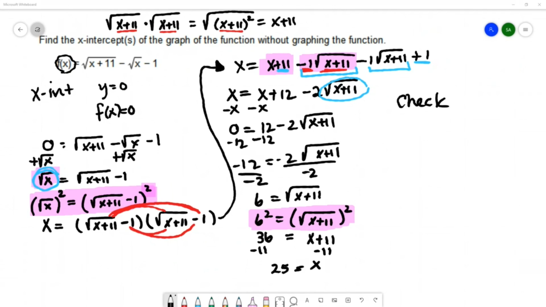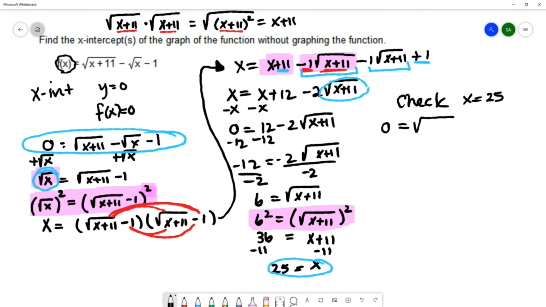So we're going to check our proposed solution of 25. We're going to check that x equals 25 in the original equation. So I'm checking it in this equation right here. So our equation is 0 equals square root of x plus 11 minus square root of x minus 1. I'm going to substitute 25 everywhere I see an x. That's 0 equals square root of 25 plus 11 minus square root of 25 minus 1.